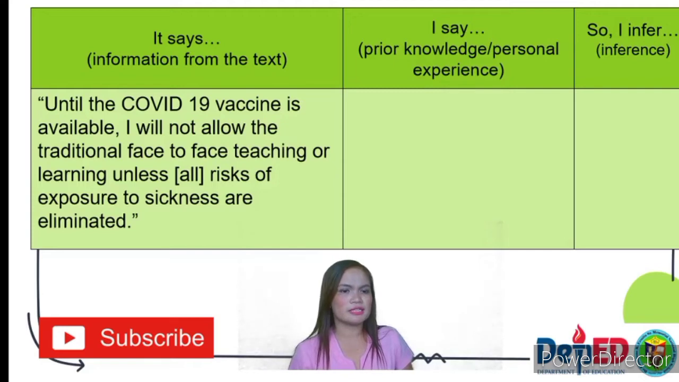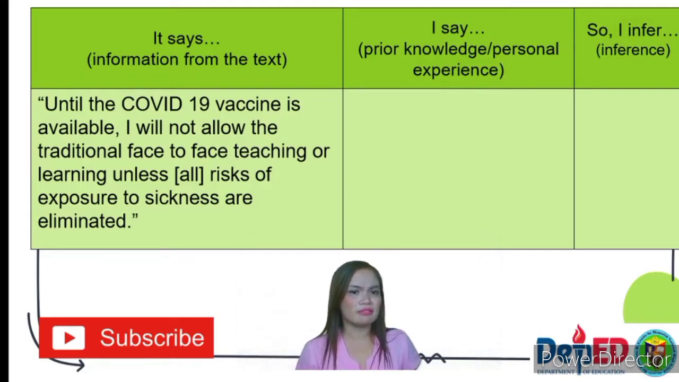On the first column, it has the information from the text: Until the COVID-19 vaccine is available, I will not allow the traditional face-to-face teaching or learning unless all risks of exposure to sickness are eliminated. On the next column of the table, you're using your prior knowledge or personal experience. And on the third column, you're going to complete the statement, "So I infer," and you're going to apply your own inference regarding the given text.